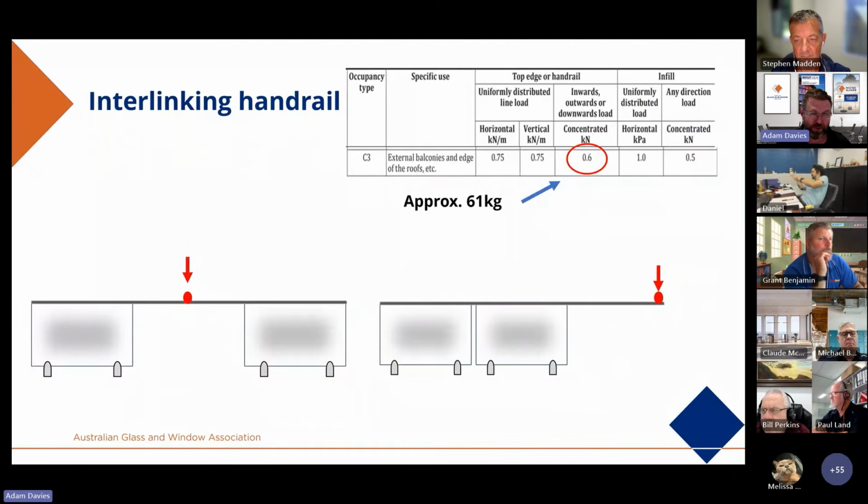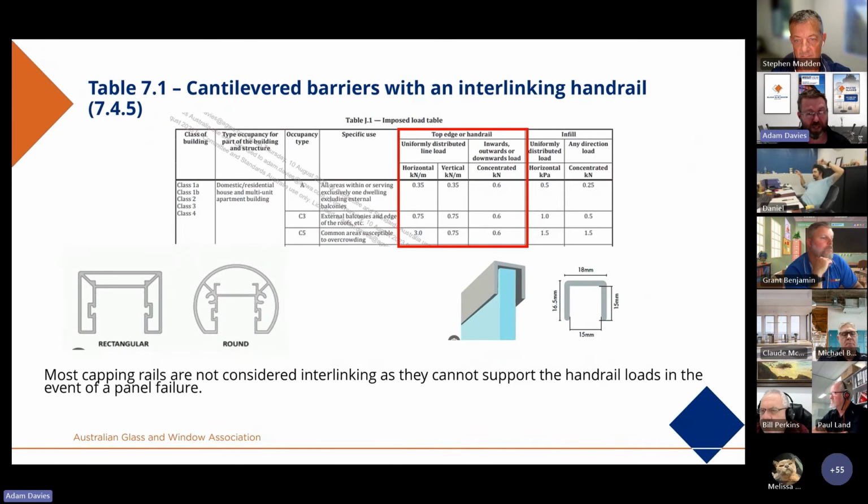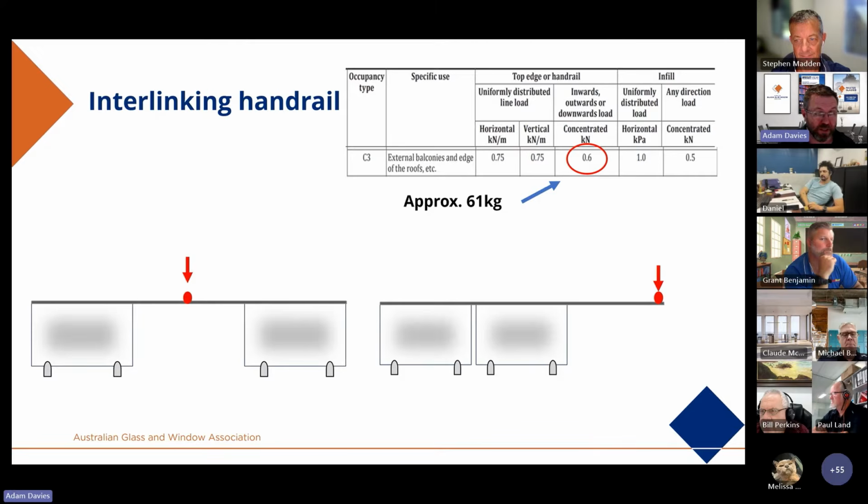So if we go back to the previous slide, you can see why those 15 by 15 capping rails, there's no way that they have sufficient rigidity to survive those loads. So they are a non-supporting handrail, and that would result, if they are used, that the barrier should be designed as a structural barrier with no handrail.